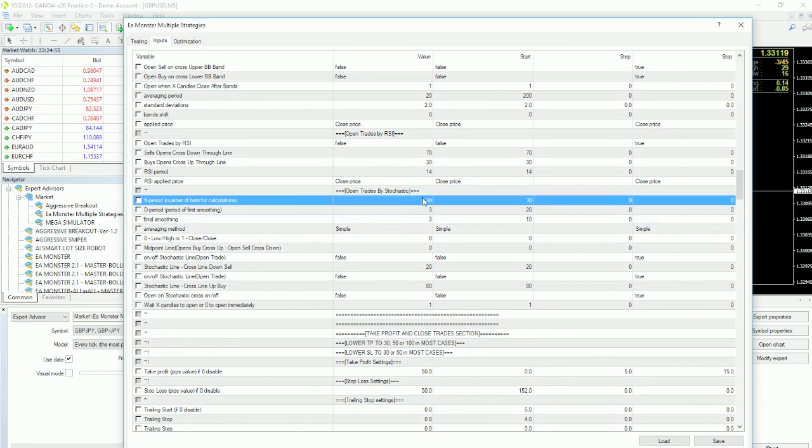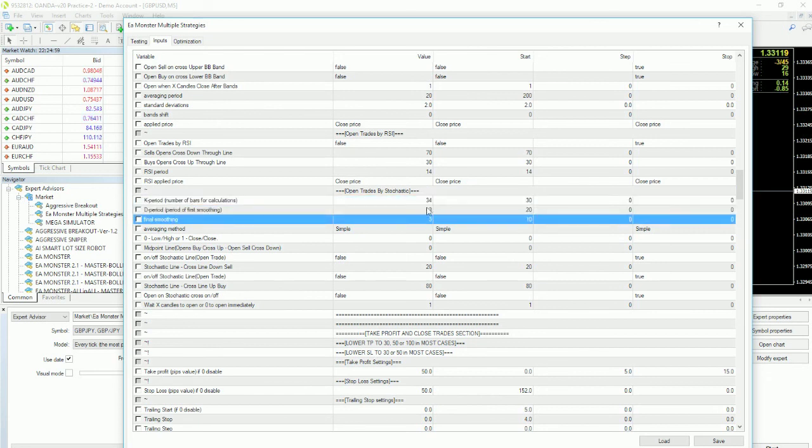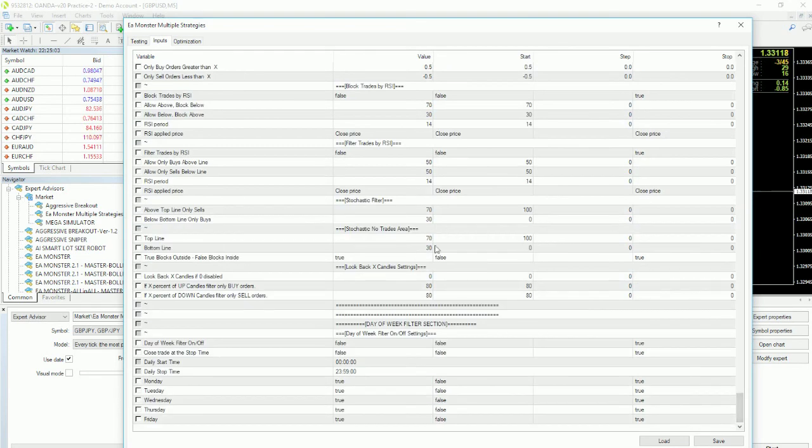The settings are over here. Open trades by stochastic. It uses these settings, okay? Hopefully this helps you figure that out. It uses these stochastic settings. All right, we're almost done.